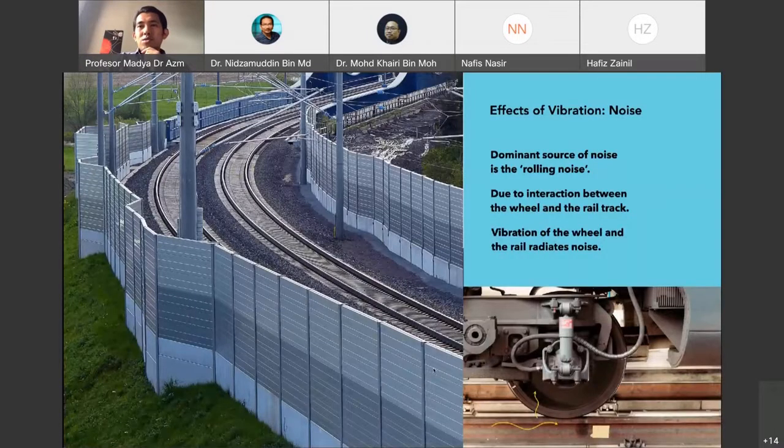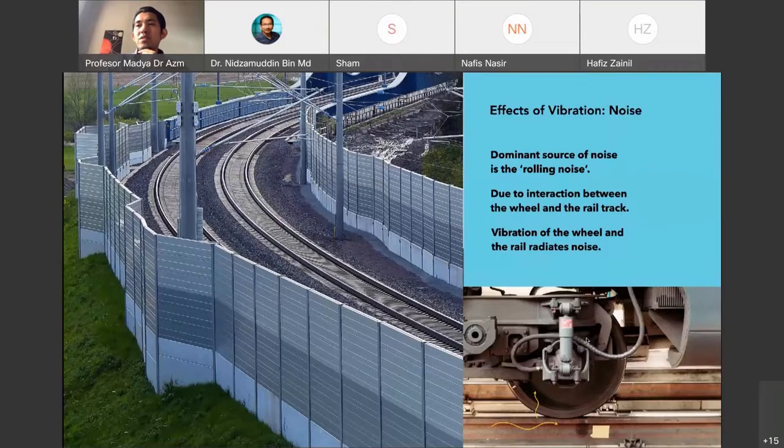Okay, so vibrations can also excite noise. Noise is a very annoying phenomenon, and here we can see what we call a noise barrier along the railway. You can notice this kind of barrier at some parts of the highway in KL, where we have apartments nearby, and this is the road, and they put the barrier here.